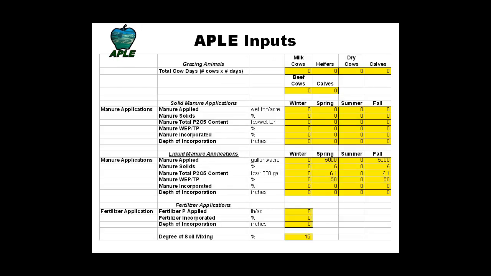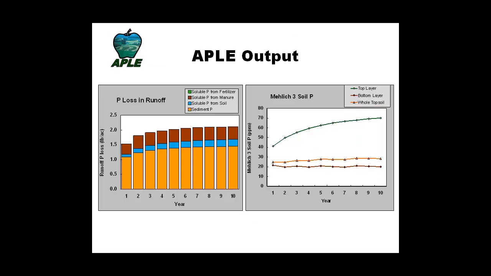You have crop P export, and you have phosphorus applications. So if you have grazing animals, or manure applications for each season: how much manure is applied, solids content, how much phosphorus is in there, how much of that phosphorus is in a soluble or water-extractable form that's more available for loss in runoff, and how much you incorporated. Same sort of information for fertilizers.